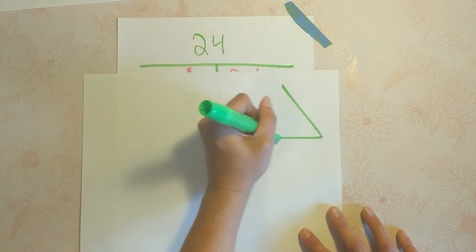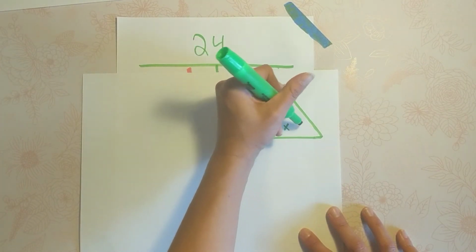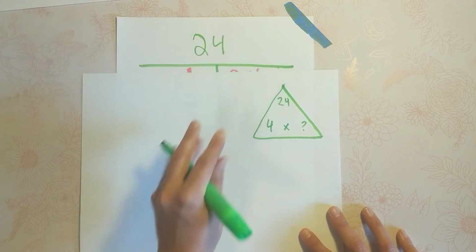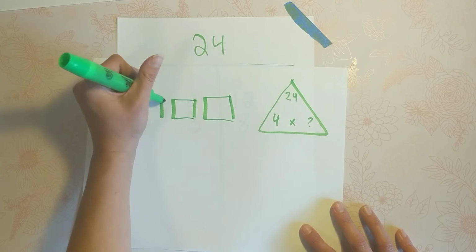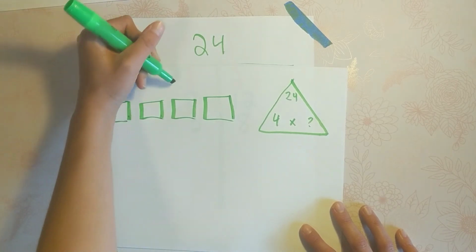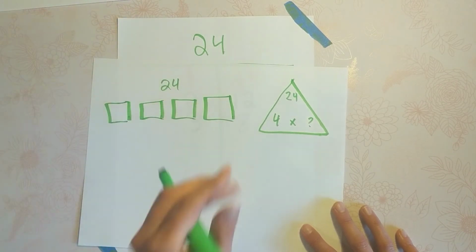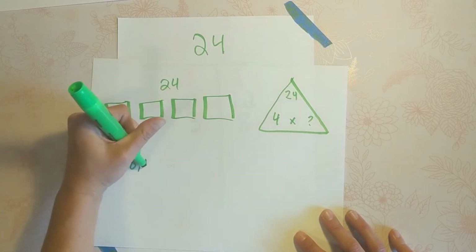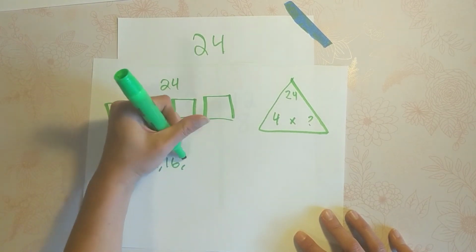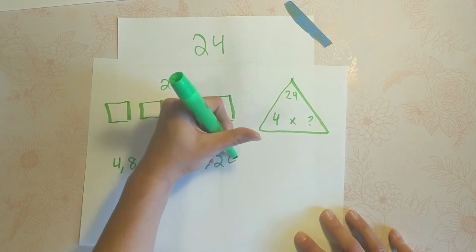Is 4 a factor of 24? Can you do 4 times something to get to 24? Can you make 4 groups and divide 24 equally among them? Can you skip count your 4s and hit 24? Pause the video and give it a try.